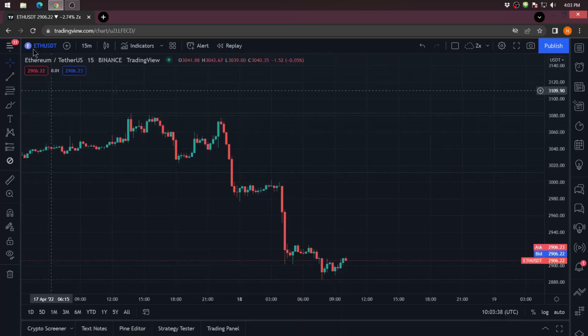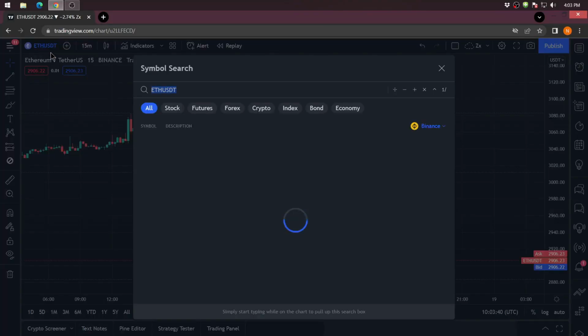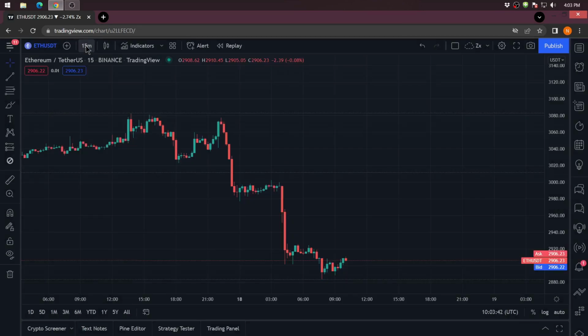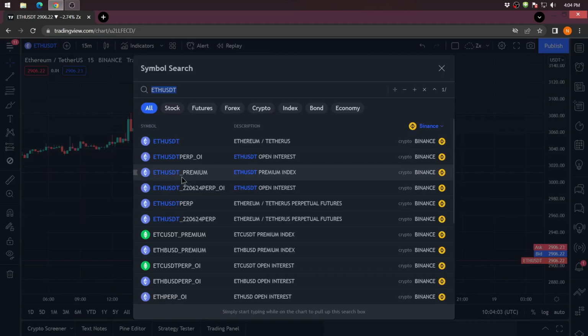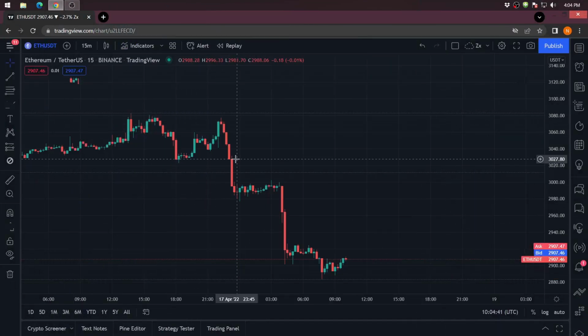So first, from the TradingView asset library, I select Ethereum USDT and the 15-minute time frame. Now I trade with the cryptocurrency Ethereum on Binance. You can select your platform's asset from here, because it's very important. Now I have to add two indicators, so I go to the indicator library.